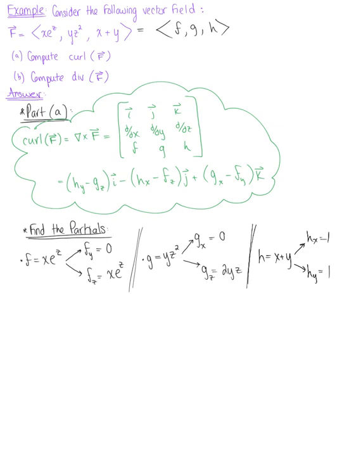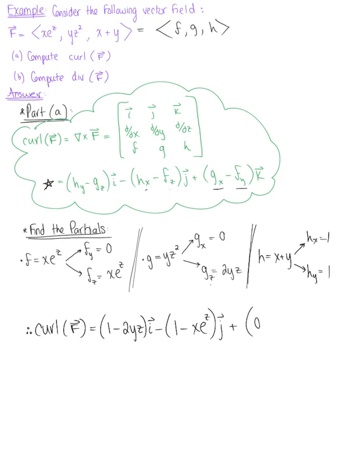We can now plug these partial derivatives into the curl formula. The curl of our vector field can be defined as the partial derivative of h with respect to y, so 1, minus the partial derivative of g with respect to z, so 1 minus 2yz, i hat, minus the partial derivative of h with respect to x minus the partial derivative of f with respect to z, so 1 minus x times the natural exponential raised to the z, j hat, plus the partial derivative of g with respect to x minus the partial derivative of f with respect to y, which is just 0 minus 0, k hat.